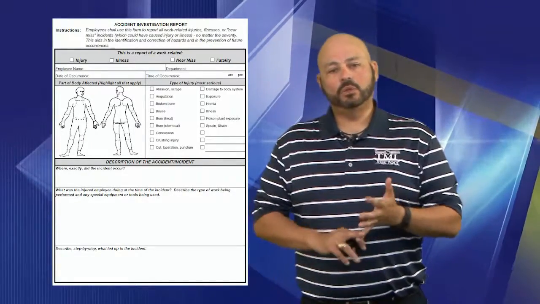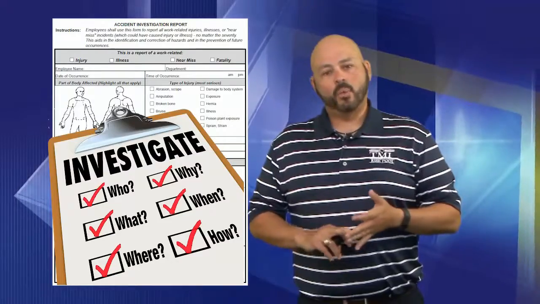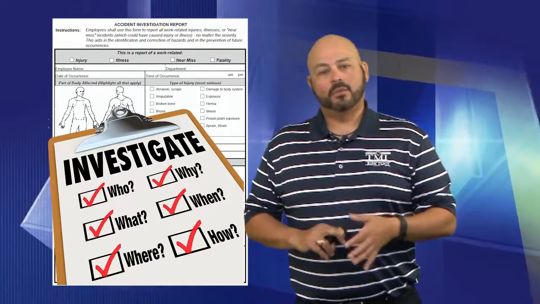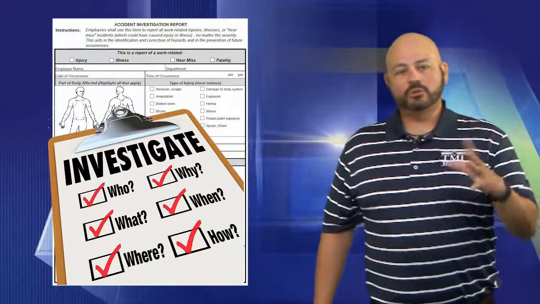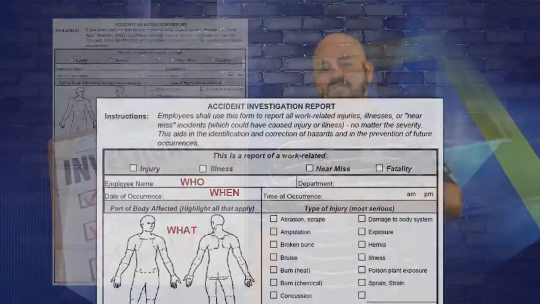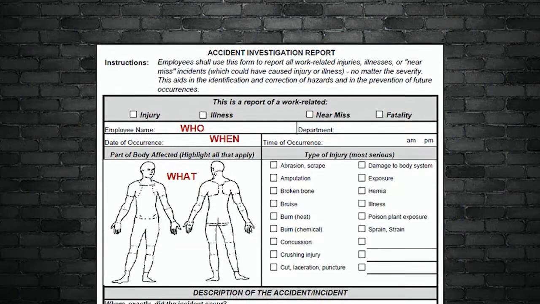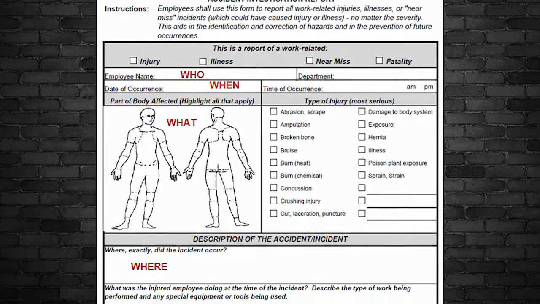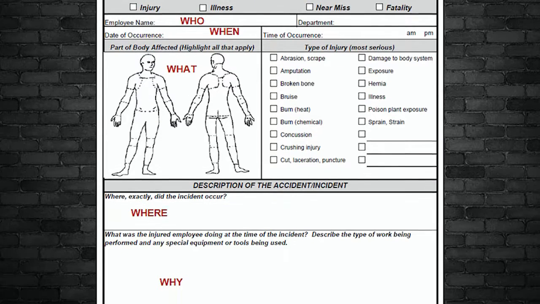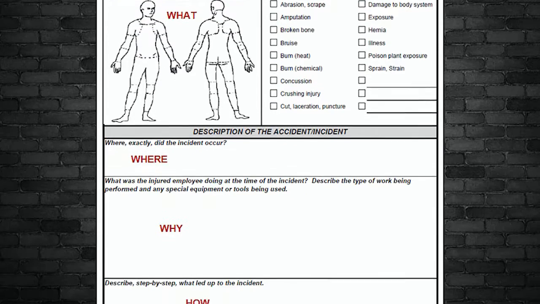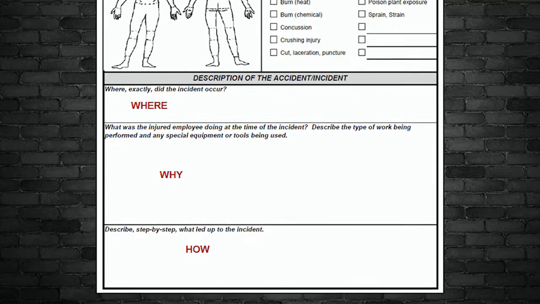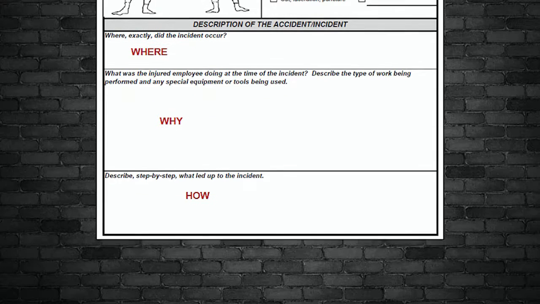And that would be the who, the when, the where, the why, the what, and the how. So as you're looking through this form, you'll see different areas where you will fill out this information. This is not necessarily a form that we would need. This is a form that y'all could use internally to try and prevent incidents from reoccurring.